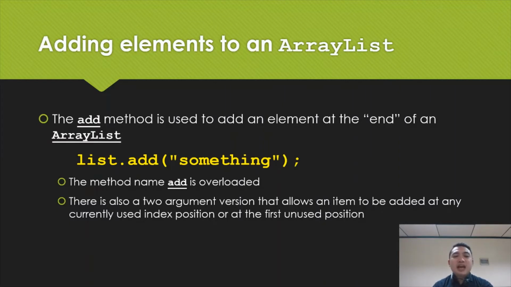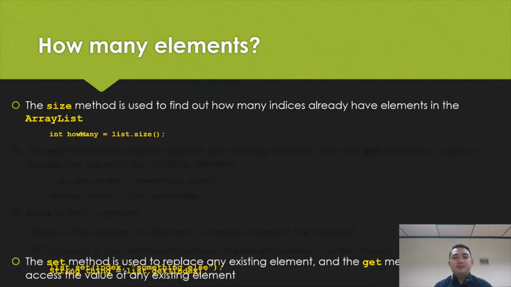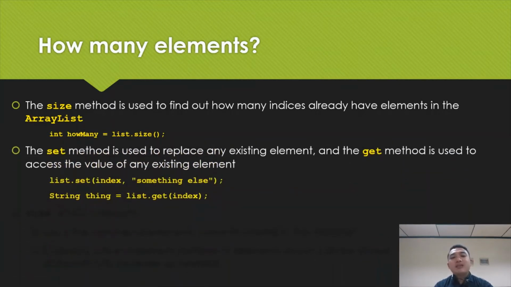So the method name add is overloaded. There's also a two-argument version that allows an item to be added at any currently used index position or at the first unused position. The size method is used to find out how many indices already have elements. So you just invoke size if you want to know the current number of elements in the array. And we do have the set method, which will basically replace an existing element, and the get method is used to access the value of an existing element.